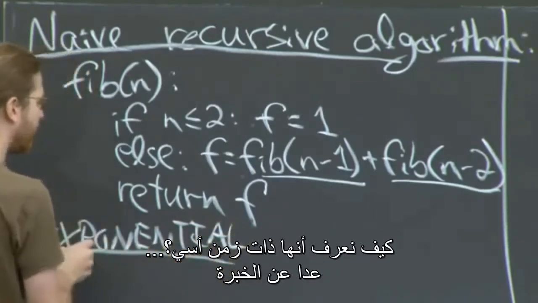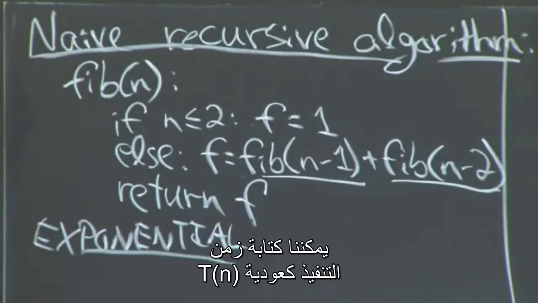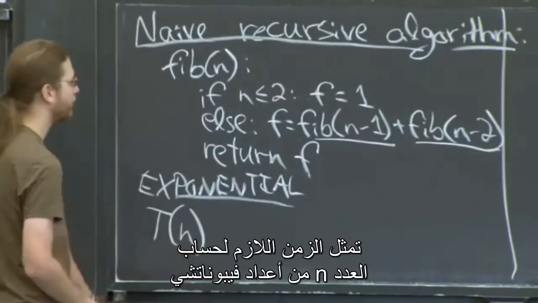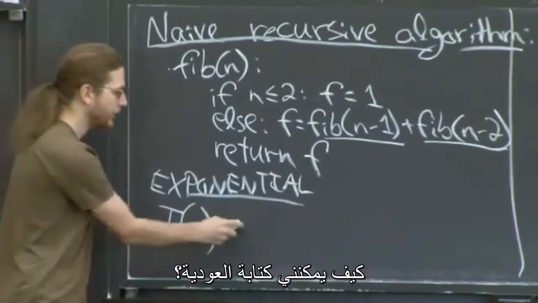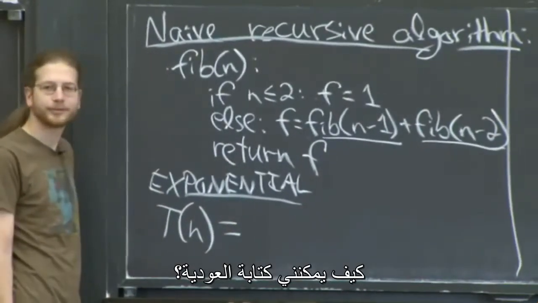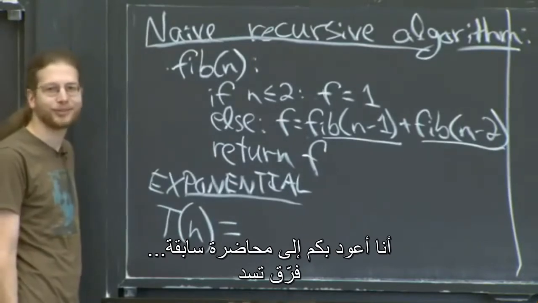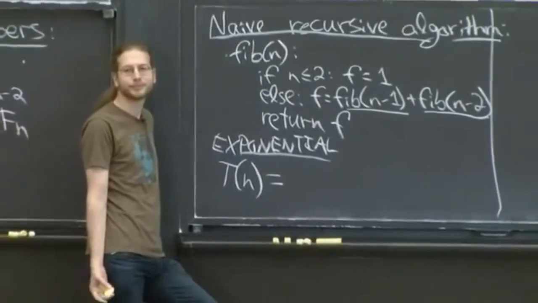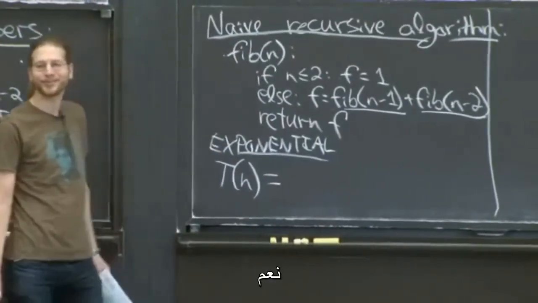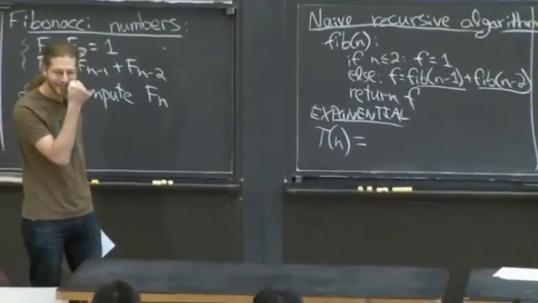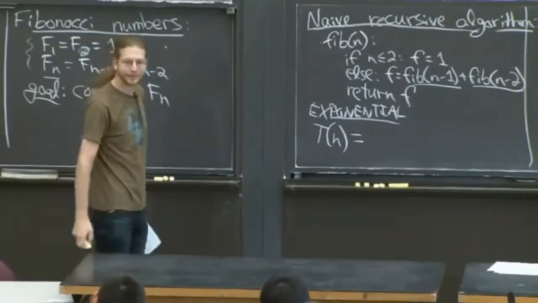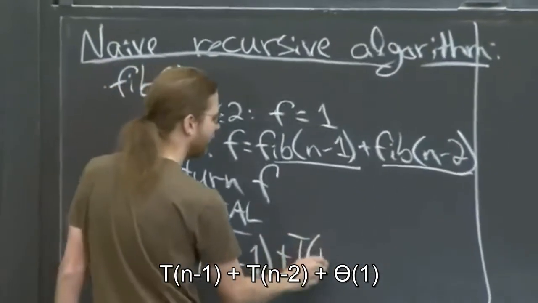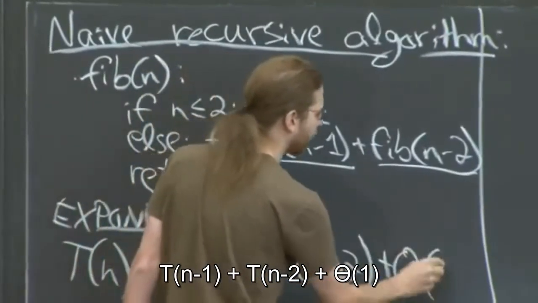How do we know it's exponential time, other than from experience? Well, we can write the running time as a recurrence. T of n represents the time to compute the nth Fibonacci number. How can I write the recurrence? Good throwback to the early lectures, divide and conquer. Yeah? T of n minus 1 plus T of n minus 2 plus constant.